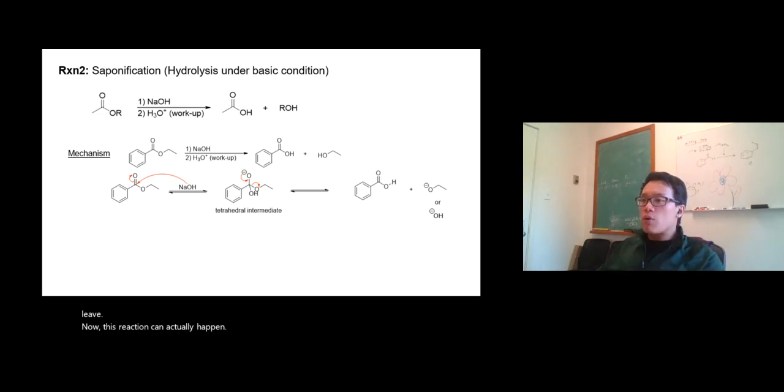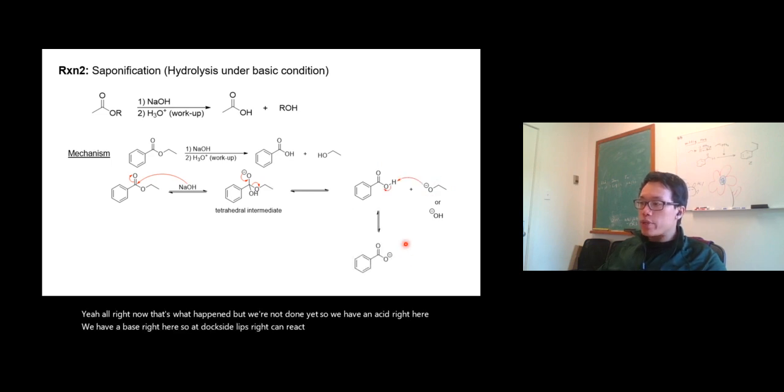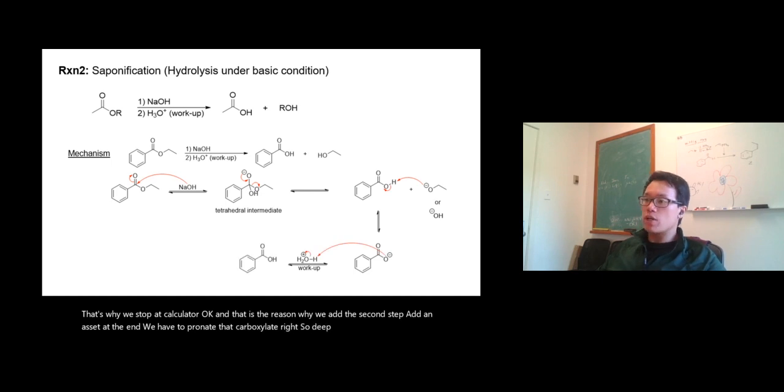Okay. All right. Now that's what happened, but we're not done yet. We have an acid right here. We have a base right here. So ethoxide leaves. All right. It can react with that. That's why we stop at carboxylate. Okay. And that is the reason why we add the second step. Add an acid at the end. We have to protonate that carboxylate. All right. So the protonation. Ta-da! Get that.